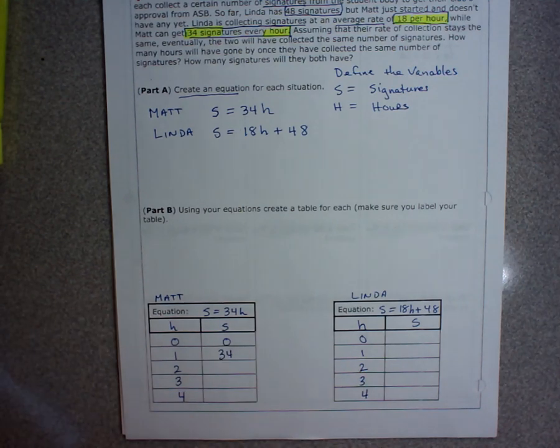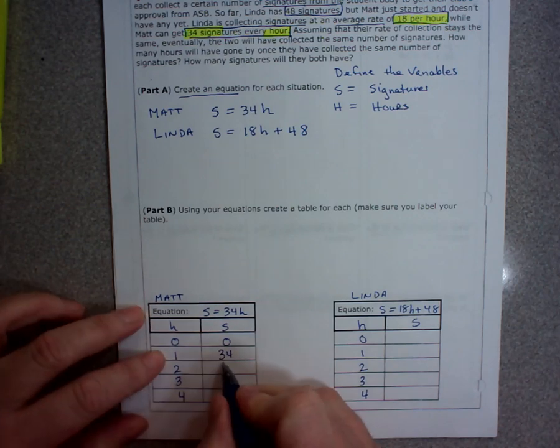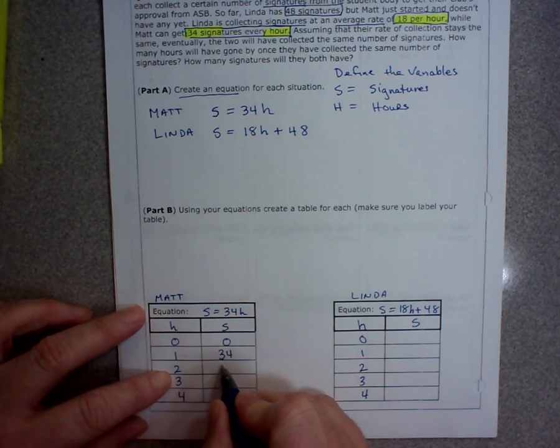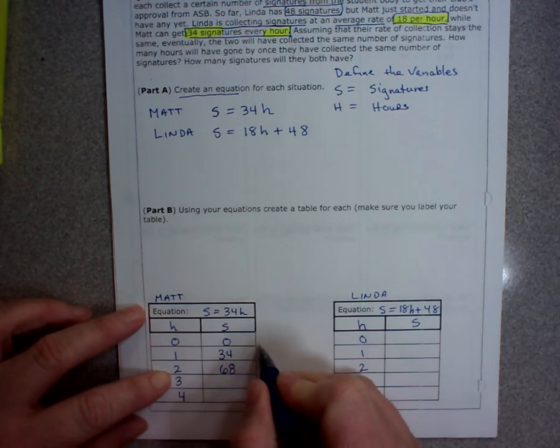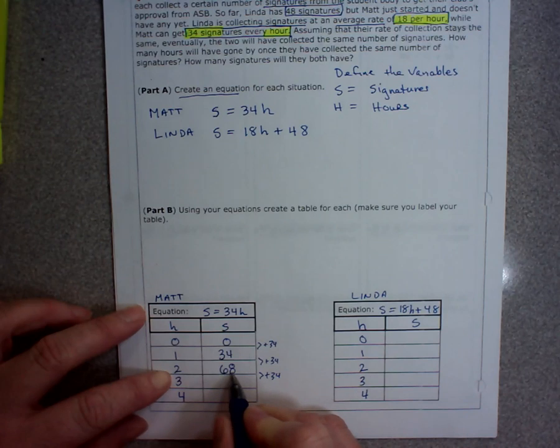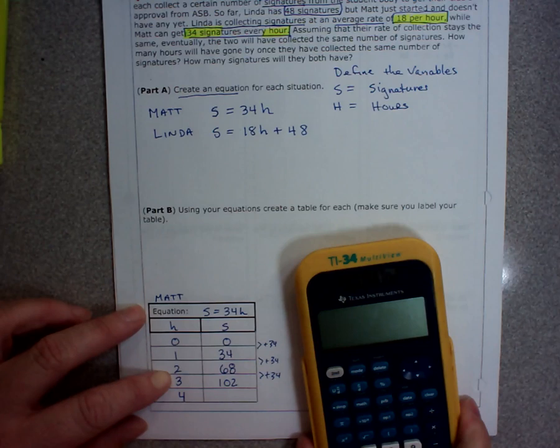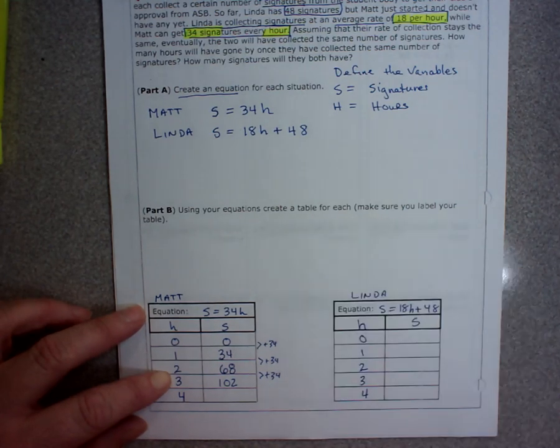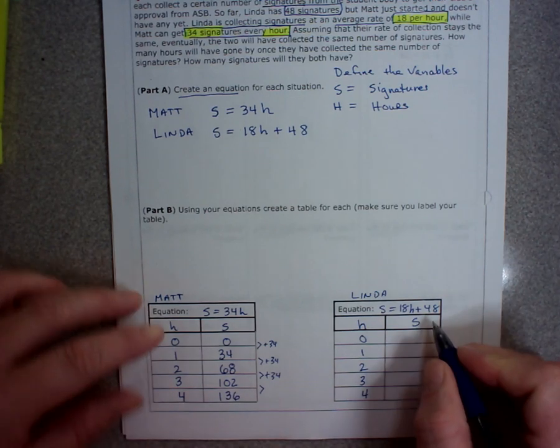And after 2 hours, he's going to collect double that, which is double 34. 2 times 34 is 68. Now we can see it's also going up by 34 each time. So if I add 34, I get 102. Or you'll have a calculator on the test, you can use the calculator. But if I complete this table, I add 34, I get 136.